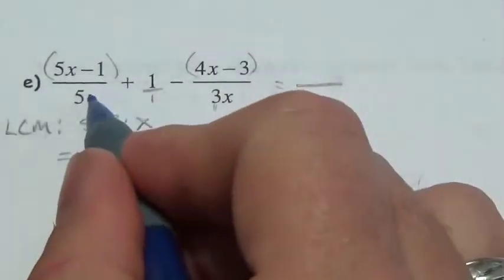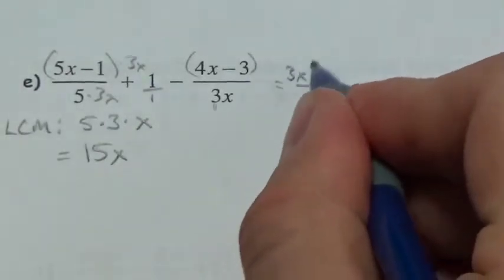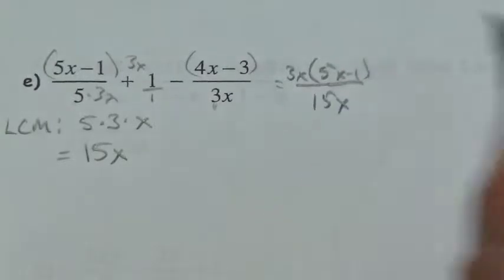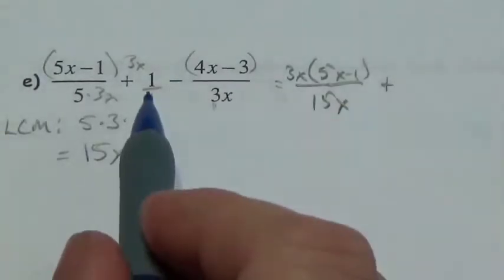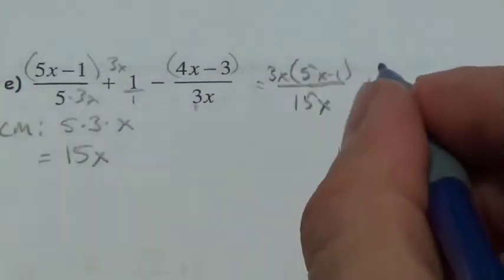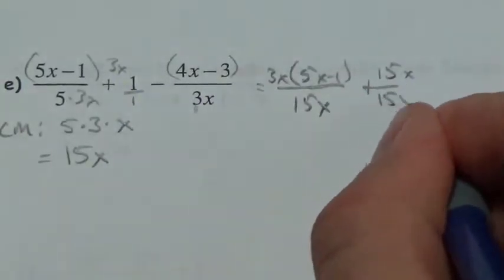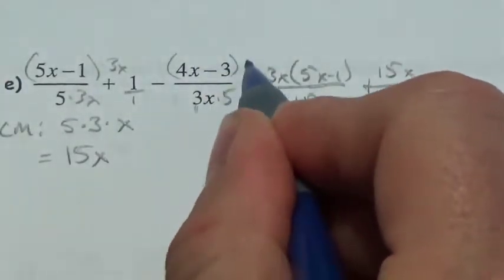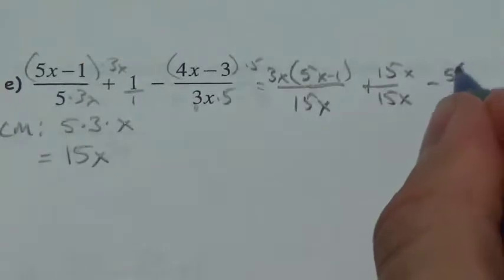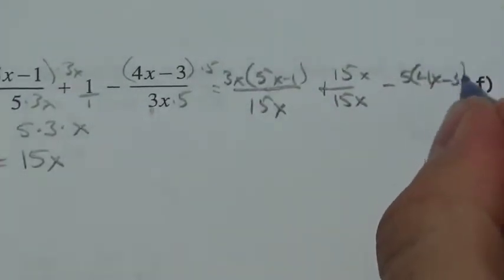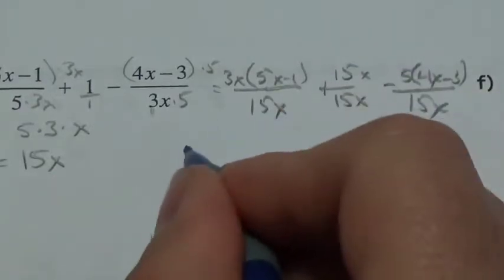Now here, I have to multiply by 3x, numerator and denominator. So I will get 3x multiplied by 5x minus 1. I'll deal with that in just a second. That's going to give me 15x. The 1, and I really hope this is clear, I have to multiply numerator and denominator by that 15x. So that's going to be 15x over 15x. That should be easy. Over here, the factor that's missing is the 5. So it'll be 5 multiplied by 4x minus 3 all over 15x. I know I'm going right off the screen here, aren't I?